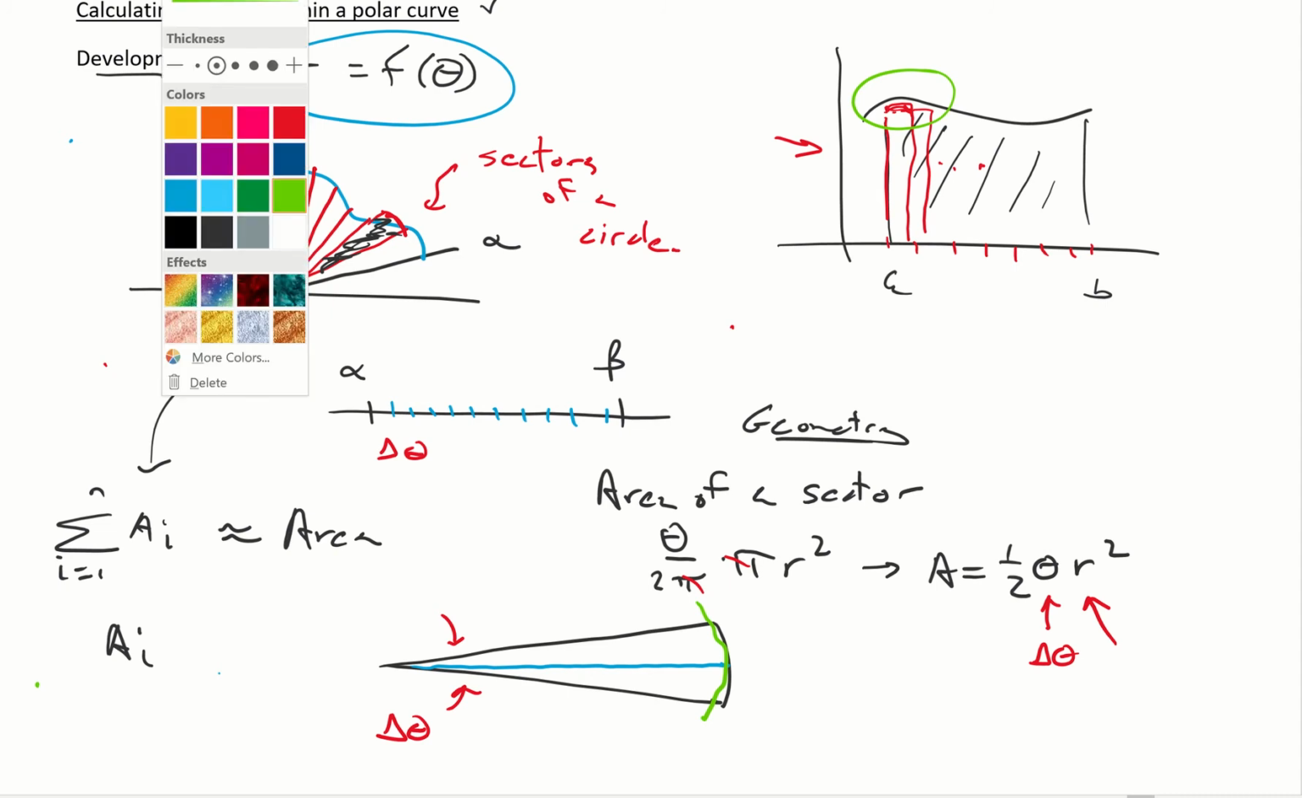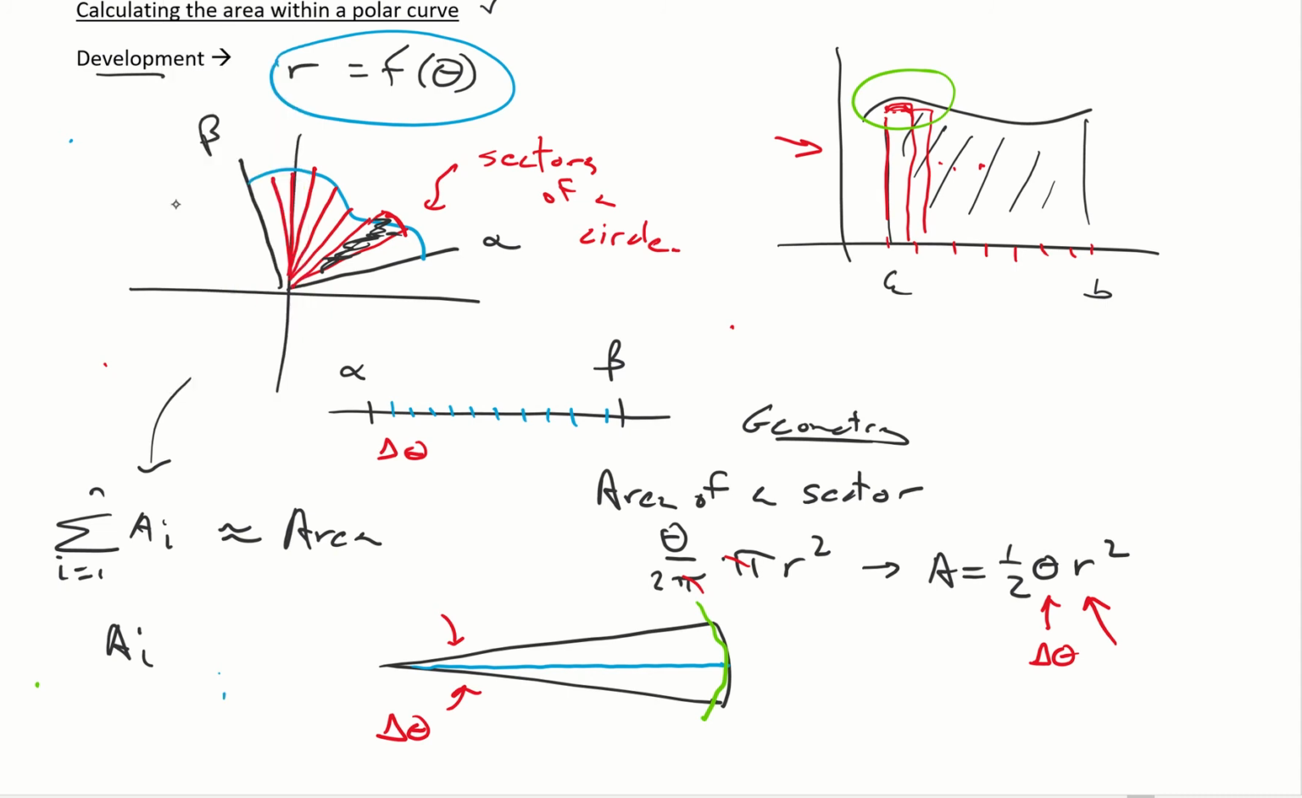Okay, so therefore, this I'll call r sub i star, and it's found by plugging into the function f. What are you plugging in? One of your angles in this interval, whatever interval you're talking about. And so that guy is going to be theta sub i star.